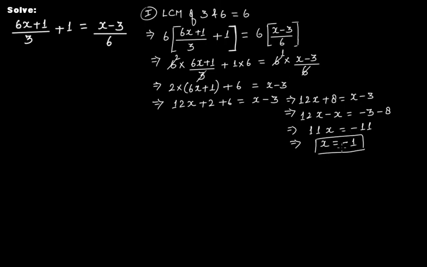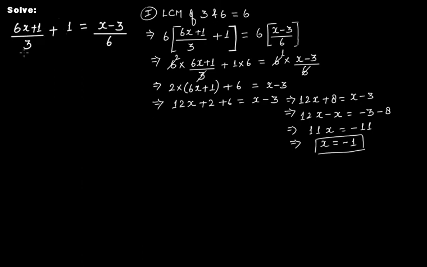Now if you want to cross check it, you can put minus 1 here. So if you put minus 1 here, you get 6 times minus 1 is minus 6. Minus 6 plus 1 is minus 5. So minus 5 by 3 plus 1. If you solve it, you get minus 5 plus 3, and this gives you minus 2 by 3. Put minus 1 here. So this is minus 1 minus 3 means minus 4 by 6. Put the minus sign here. The highest common factor of 4 and 6 is 2, so minus 2 by 3. Yes, your answer is correct.